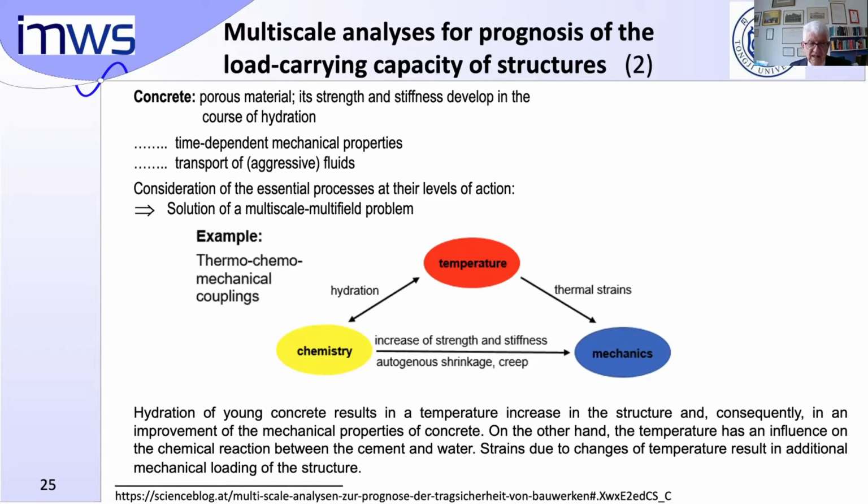The example I'm showing here deals with thermo-chemomechanical couplings. You see 3 fields: the red one, temperature; the yellow one, chemistry; and the blue one, mechanics. And you also observe there are interactions between them. For example, hydration of young concrete results in a temperature increase in the structure and consequently in an improvement of the mechanical properties of concrete. On the other hand, the temperature has an influence on the chemical reaction between the cement and water, and the strains due to changes of temperature result in additional mechanical loading of the structure.